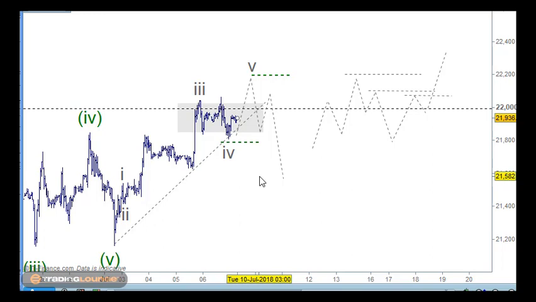We still need to see all of these euros play out, and let's just see how we go with them.